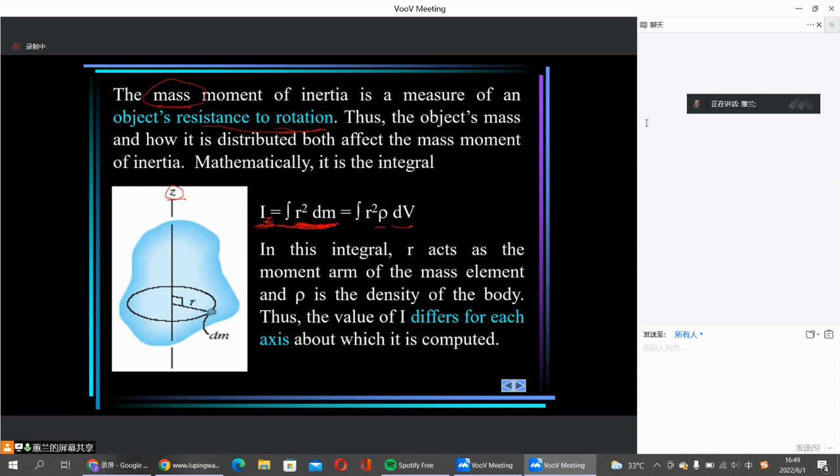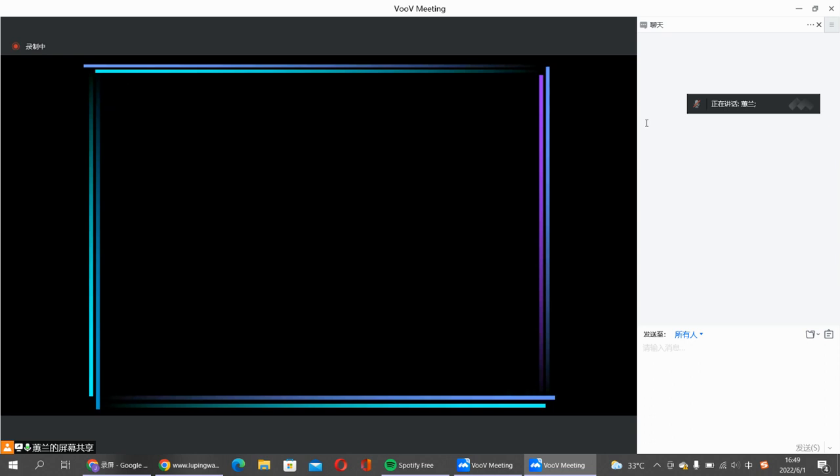Just like when you try to push a door to rotate about its axis, we know that for different axes of the door we need to apply different forces to open or close it, because the object's resistance to rotation will be different.